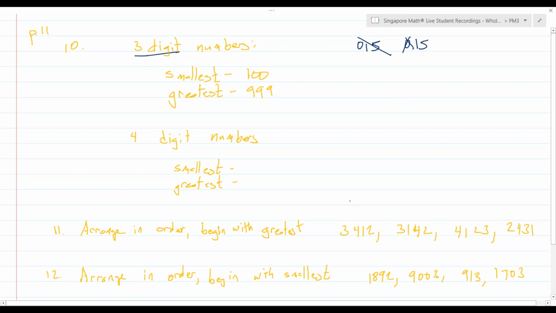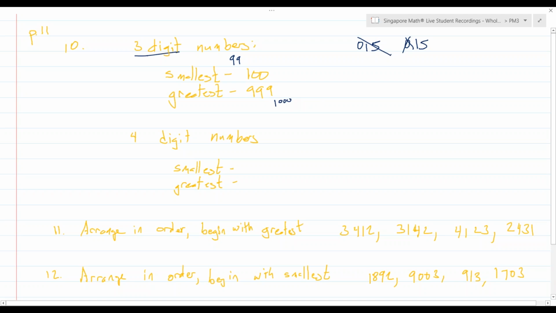So looking at 3-digit numbers, the smallest 3-digit number is 100 because the number right before that is a 2-digit number. That's the first 3-digit number. That's the smallest 3-digit number. The greatest 3-digit number is 999. Why? Because the next number is 1,000, and that's a 4-digit number.